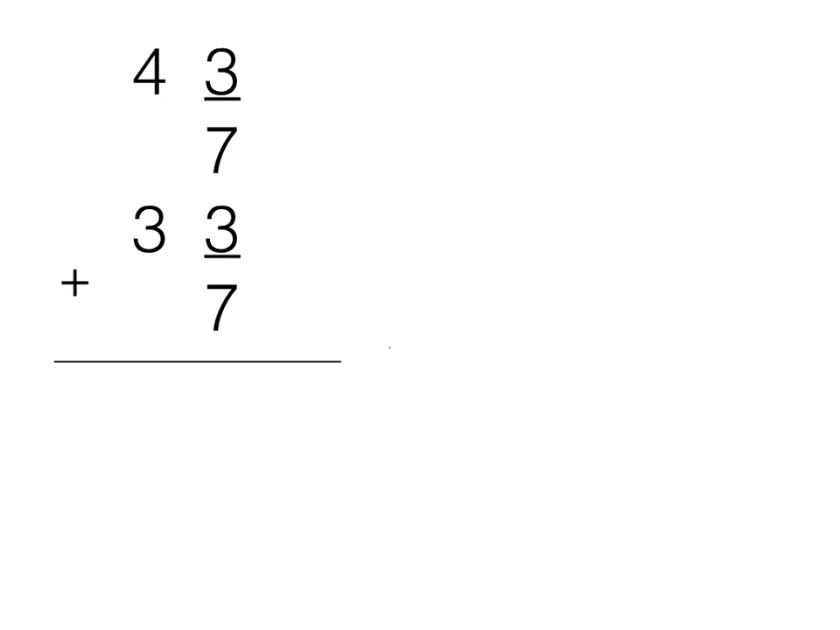Okay, so our first problem is 4 3/7 plus 3 3/7. I know that I can add these up and down, or I can convert them to improper fractions. For this problem, I'm just going to convert to improper fractions so I can get some practice with it. To convert a mixed number into an improper fraction, I multiply the whole number by the denominator, which would give me 28, and then I add that to the numerator. So 28 plus 3 is 31, and then I keep the same denominator, which is 7.